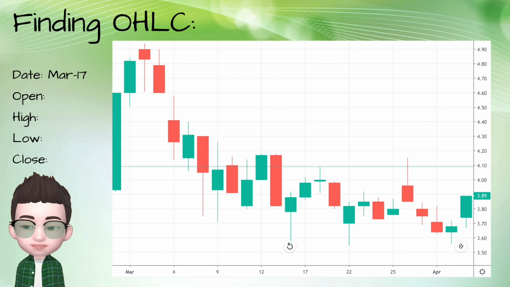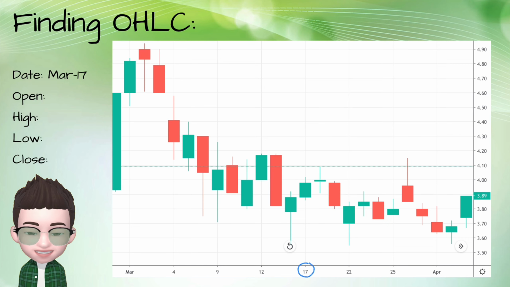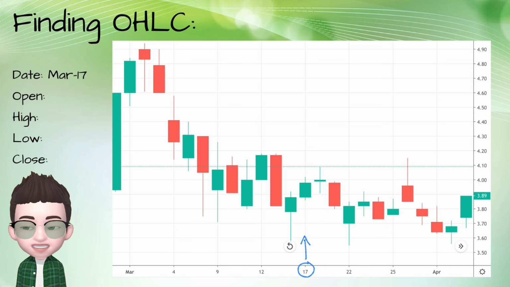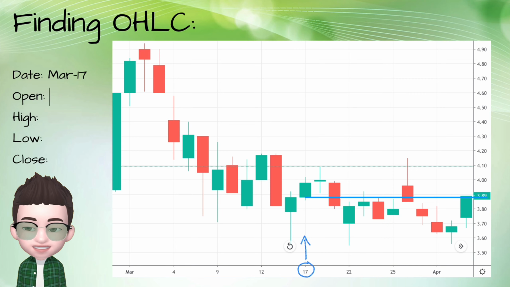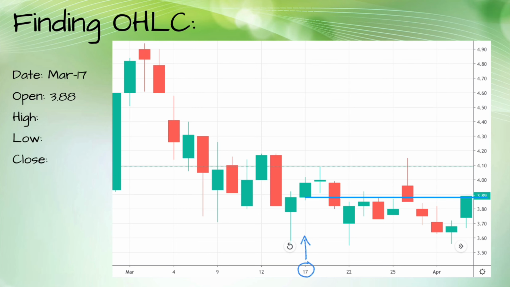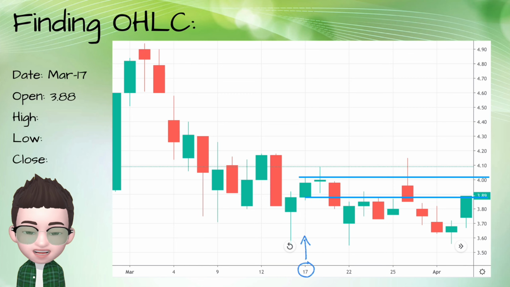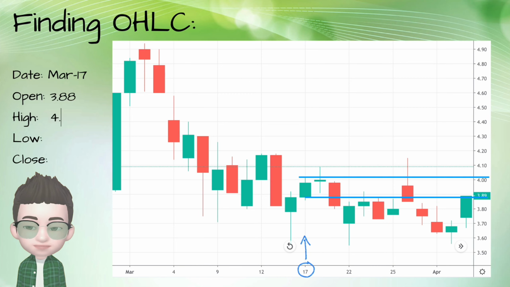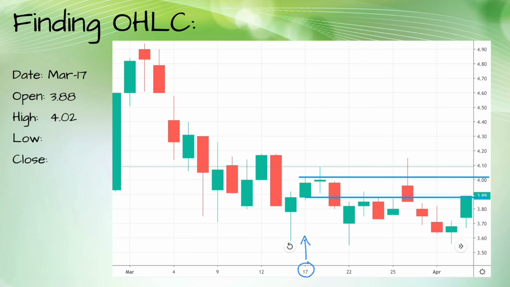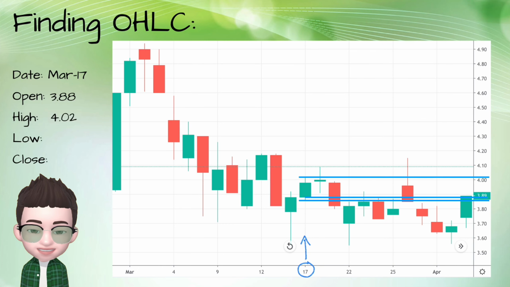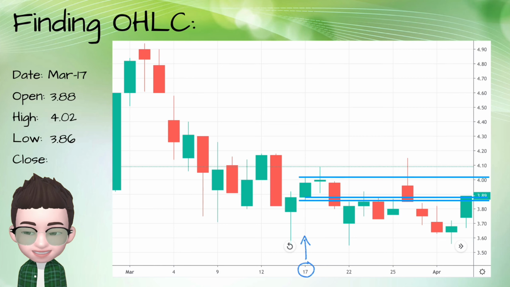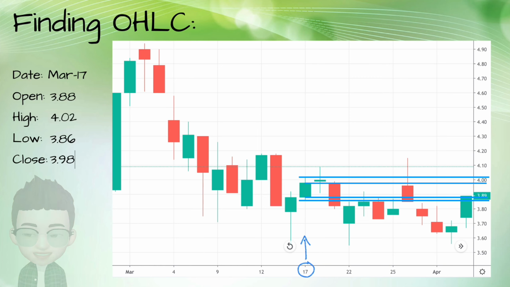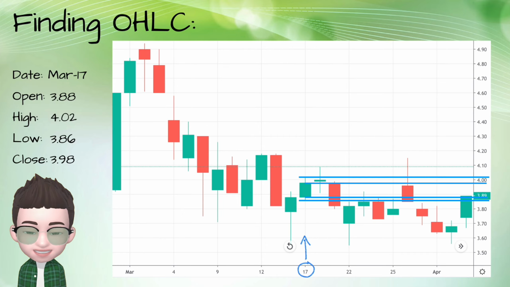Let's find the open, high, low, close for March 17. March 17 candle is a bullish. The open price of the candle is at the bottom of the body, which is 3.88. The high is at the end of the upper wick, which is 4.02. The low price of the candle is at the end of the lower wick, which is 3.86. The close price for the candle is at the top of the body, which is 3.98.